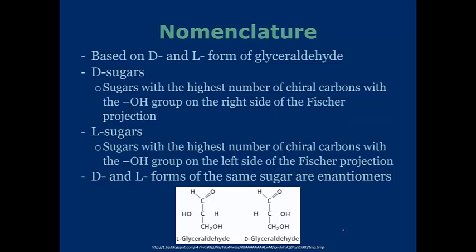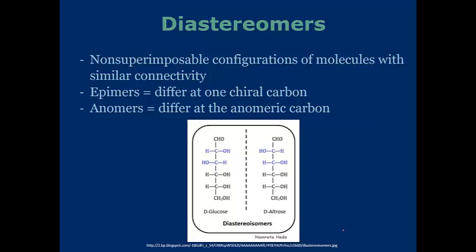The D and L forms of glyceraldehyde are listed below. As you can see, the position of the OH group is what's going to dictate this naming. Sugars are often noted as being diastereomers. This is because they are non-superimposable configurations with similar connectivity. Epimers differ at 1 chiral carbon, whereas anomers differ at the anomeric carbon.